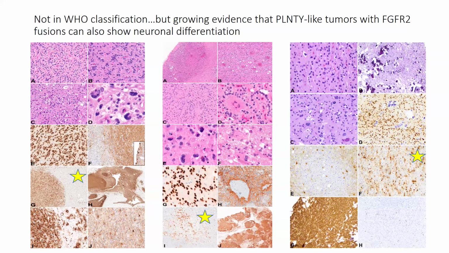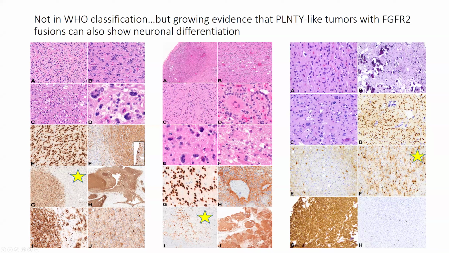So as I mentioned, the WHO classification does not mention that PLNTYs can have neuronal differentiation, but this is actually 3 examples of PLNTY we've seen here at Nationwide. You can see again the oligo-like features, there's astrocytic features, and then there's areas that can be quite pleomorphic. And in the yellow star box here, this is a NeuN stain, so it's showing how you can get these nodules of neuronal cells in these supposedly glioma tumors.